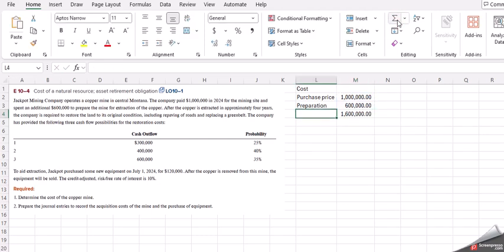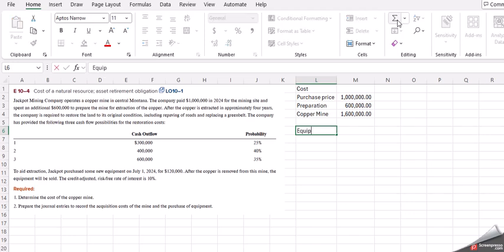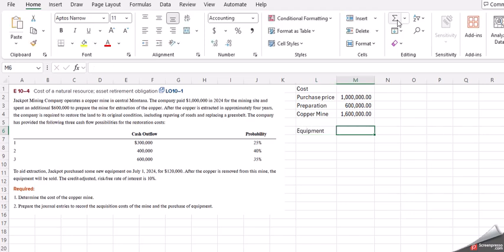So then we would set that up as a copper mine on our books, which would be a natural resource. Then we'd come down and the equipment would be set up as a fixed asset and it would be depreciated over its useful life. So that 120,000 would not get added into the mine again, because it's a separate asset that we're going to sell later.